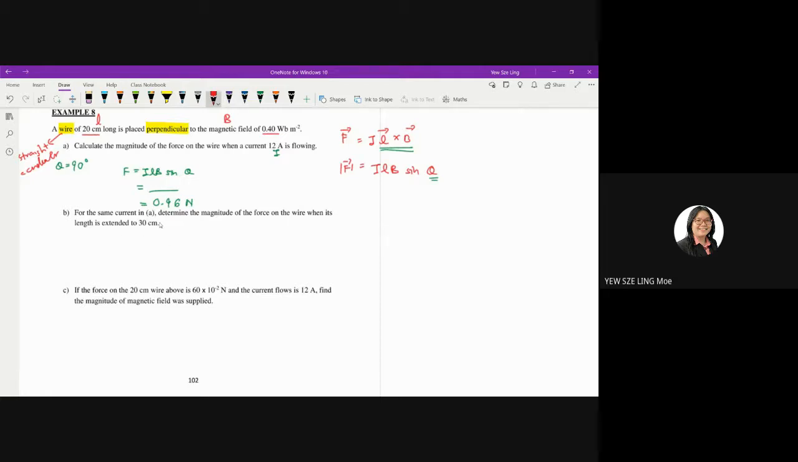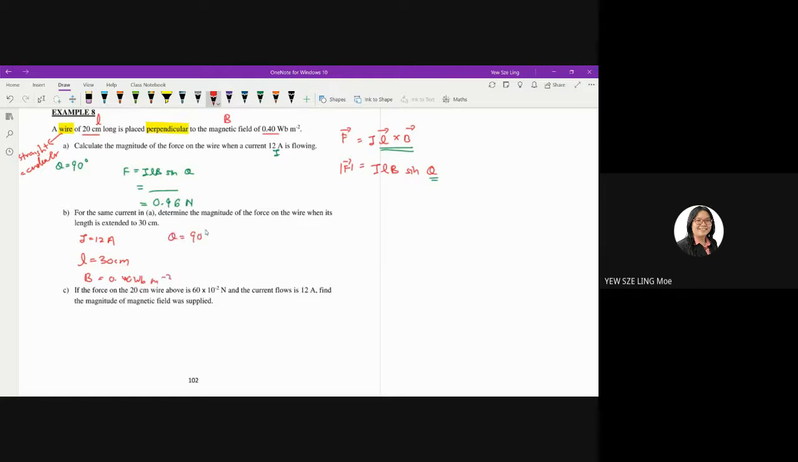Question B. For the same current as in A, now your I is still 12 ampere. That is the information that we have. Determine the magnitude of the force on the wire when its length is now extended to 30 cm. So now L is no longer 20 cm, L is 30 cm. But B is still the same, because the question didn't say anything about the magnetic field, and the angle is still 90 degrees.